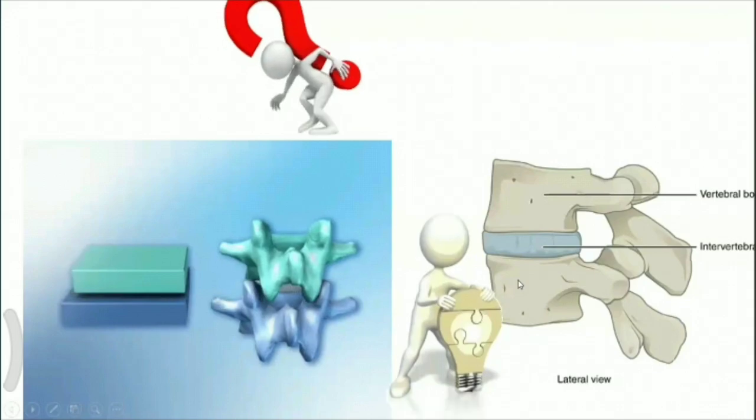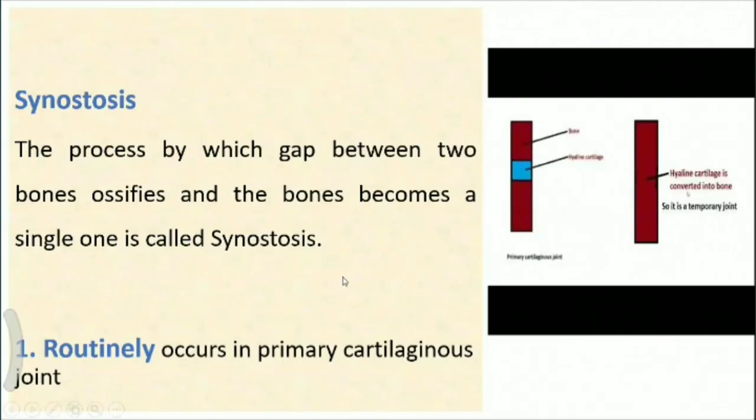So use your head and give the answer carefully. The net is causing trouble again. So look at the point. What is synostosis? What is synostosis? Synostosis is nothing but the conversion of hyaline cartilage into bone in the primary cartilaginous joint. That characteristic is called synostosis. So the process by which the gap between two bones ossifies and the bones become a single component is called synostosis.